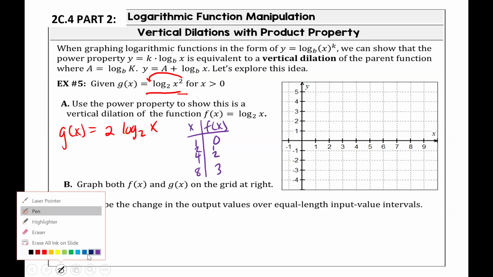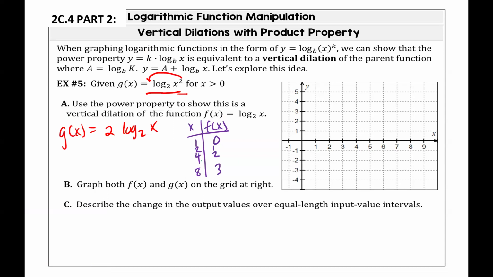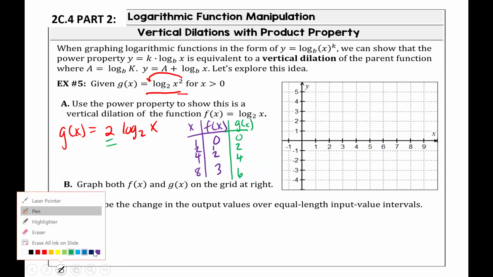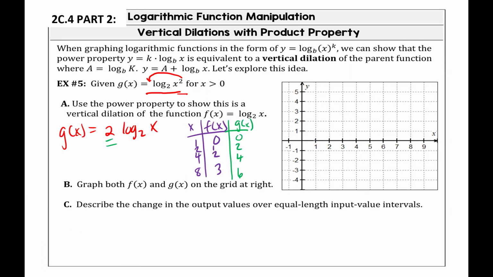So what is g of x going to look like then? What do we know is happening? We're multiplying by two. So in our g of x table, our x's aren't changing, and I'm multiplying each y times two. So now we're at 0, 2, 4, and 6. I'm going to graph each one of these. I'm going to graph my f of x. I go to 1, 0, then 2, 1, 4, 2, and 8, 3.